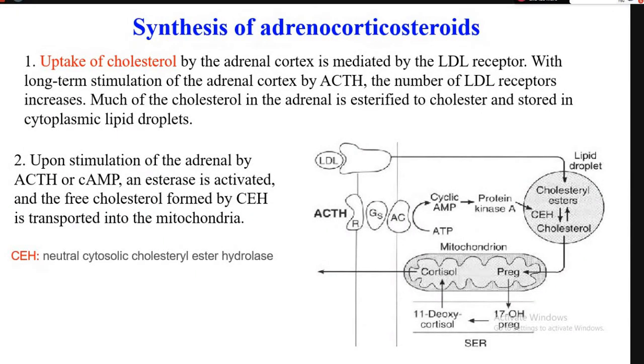This diagram is very important. 17-hydroxypregnenolone is formed outside, in the cytosol. And then another reaction here, 11-deoxycortisol is formed outside in the cytosol, then it goes inside, see, cortisol. Then there is a reaction, then it comes out, like that. So this is a simple diagram to understand.